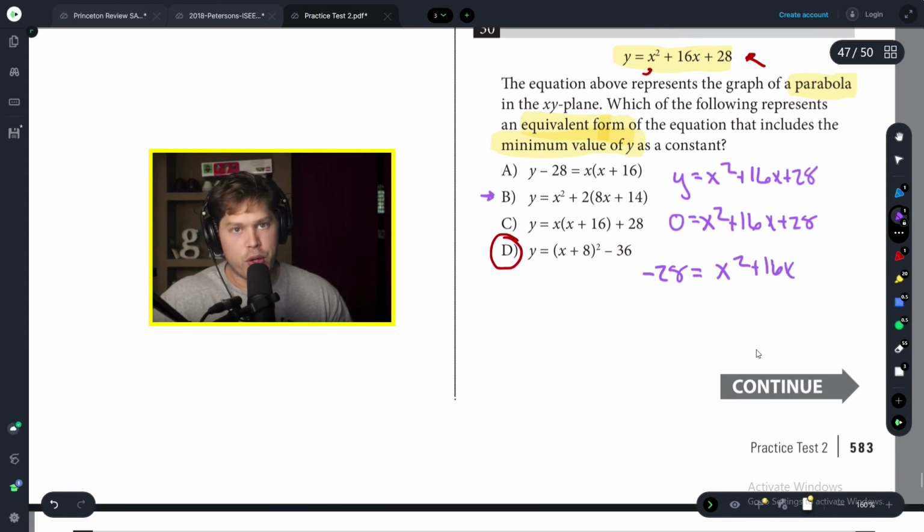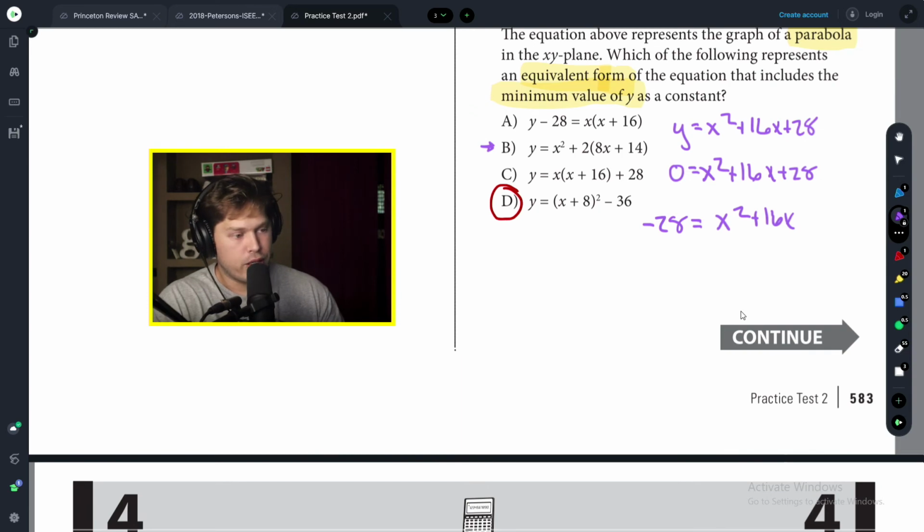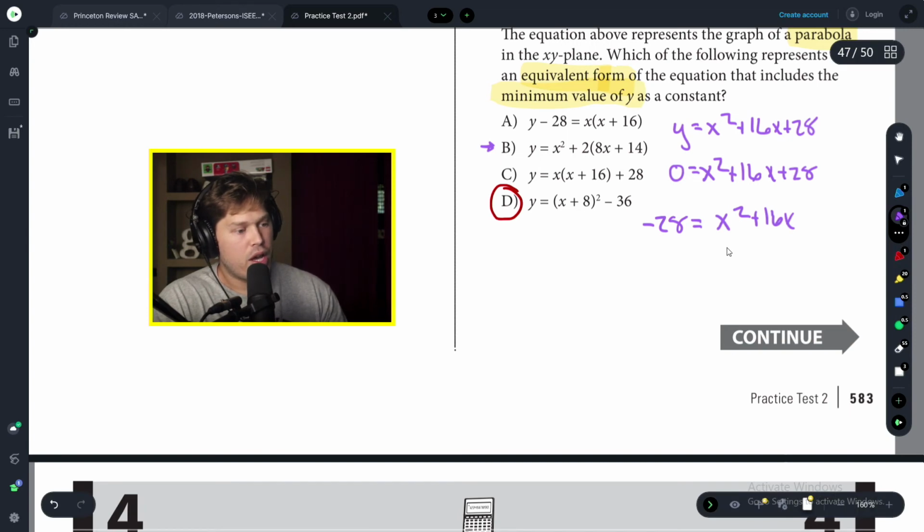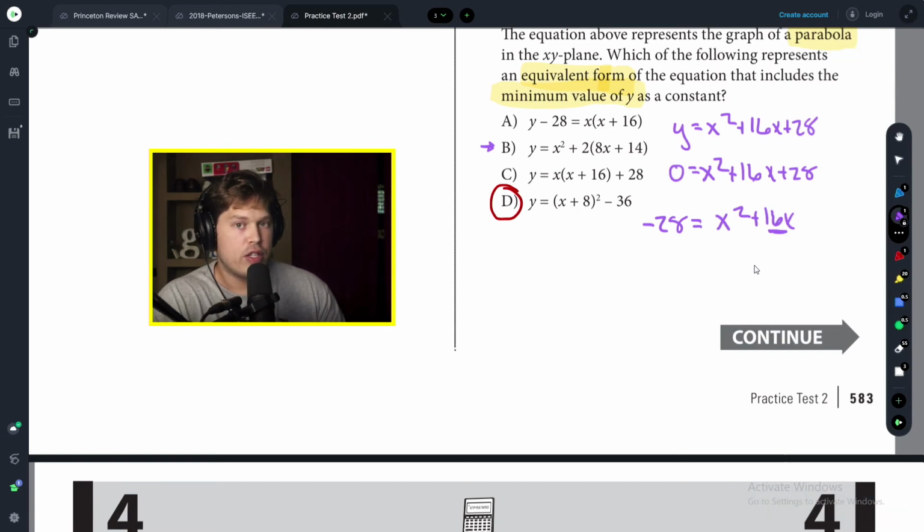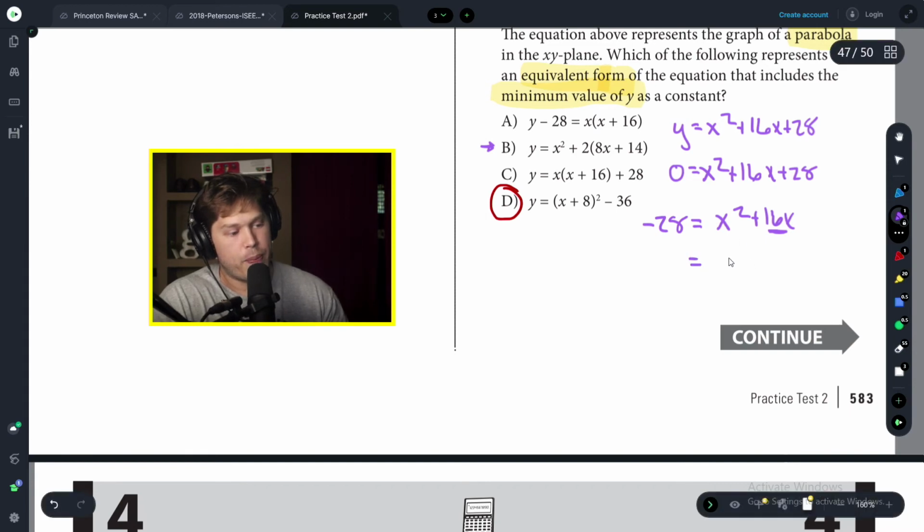And now, to convert to vertex form, we do this thing called completing the square. And you learned this in Algebra 2. The way to complete the square is to look at the coefficient of your x term, divide it by 2, and then square that value. So 16 divided by 2 is 8, and 8 squared is 64. So our next step, we're going to add 64 to both sides.